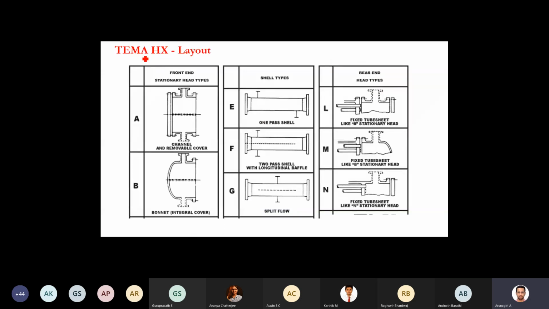So as per TEMA heat exchanger, the layout has a front end, then the cell, then another one is the rear end. So you have three components, and for these three components we have classifications. One is front end stationary head types. If you see, this is called channel type and removable cover. This is a channel type. Okay, this is the channel. Here you have the removable cover.